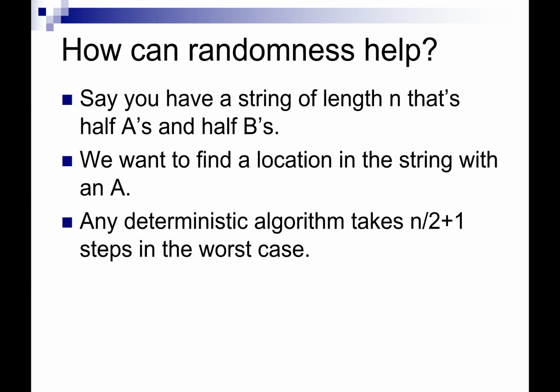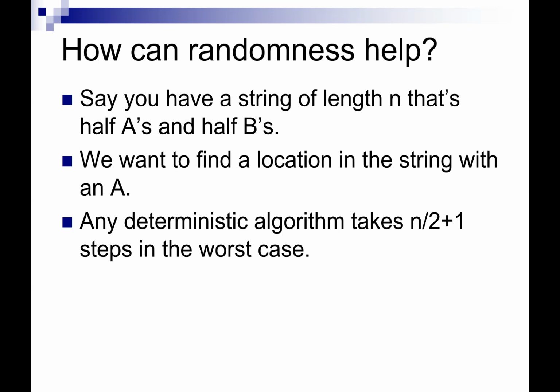Maybe it's going to look at the 7th letter, and then the 5th letter, and then the 29th letter, or something. But it's going to follow some fixed pattern in order to look through the string to find an A. Whatever order the algorithm decides to look through the string in, we can always make the first half of the letters that the algorithm looks at all be B's. We have n letters in total, and we can make the first n/2 letters that the algorithm looks at all be B's, and this is because the algorithm is deterministic.